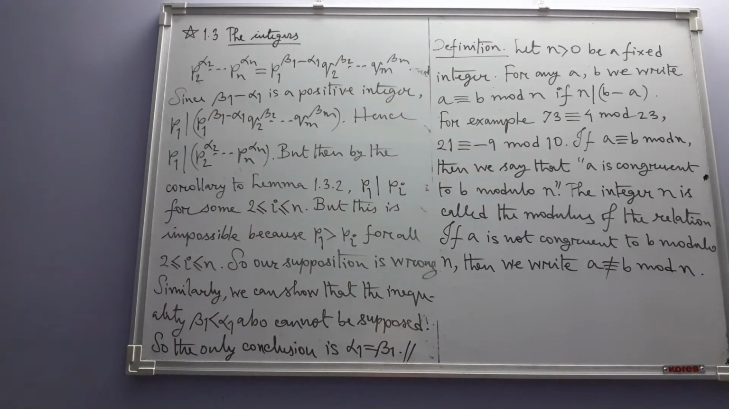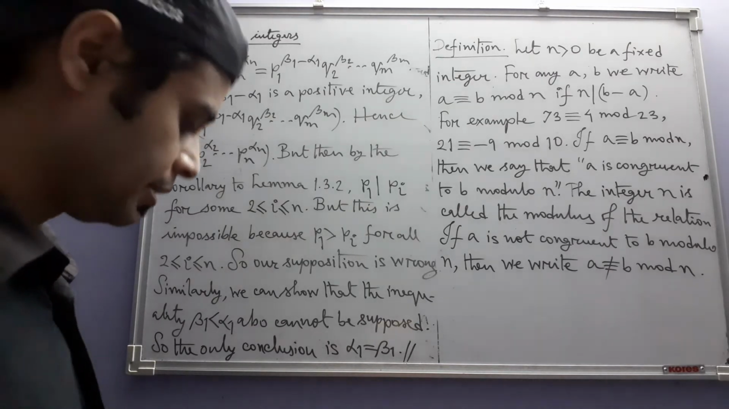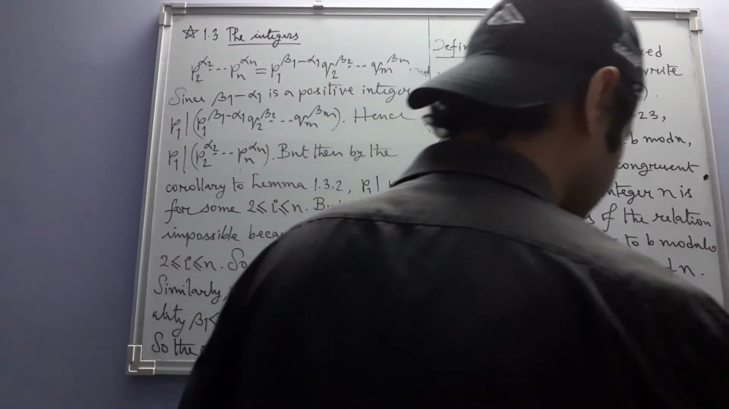Okay, so this is a relation on the set of all integers. What are its properties? So to show the properties, there is a lemma.